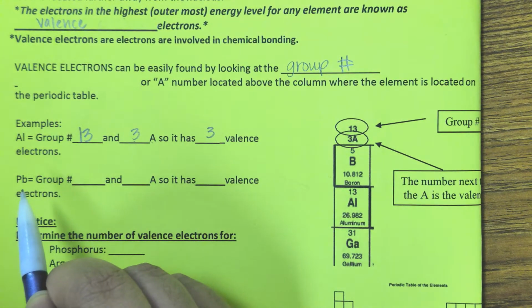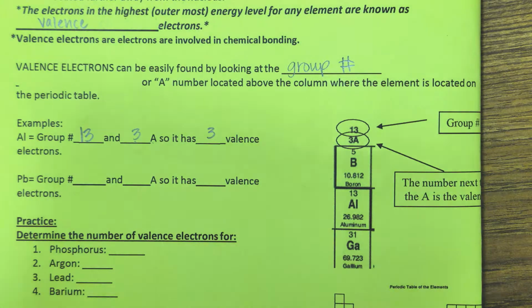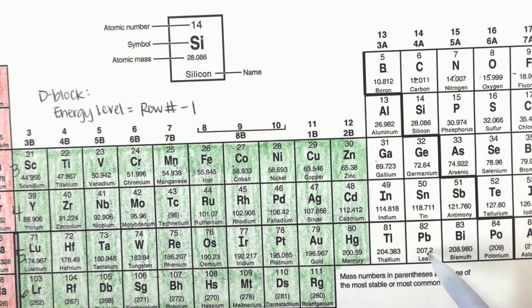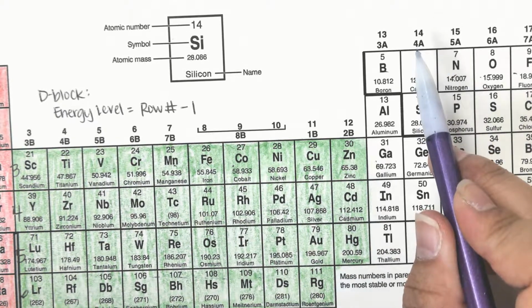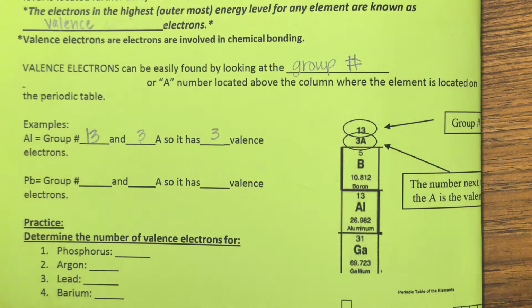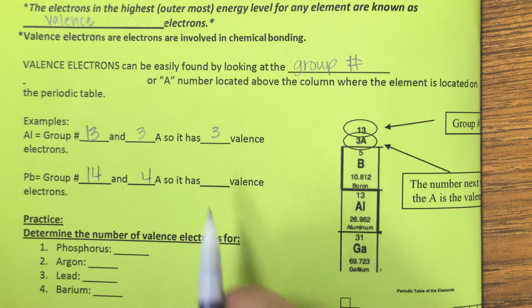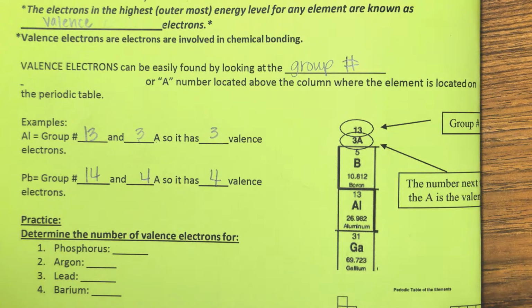If we look at lead on your periodic table, lead is right here. So lead is in group 14 or 4A, so it has 4 valence electrons.